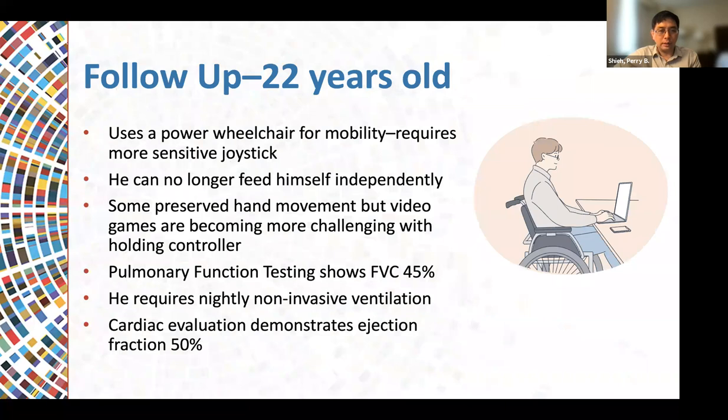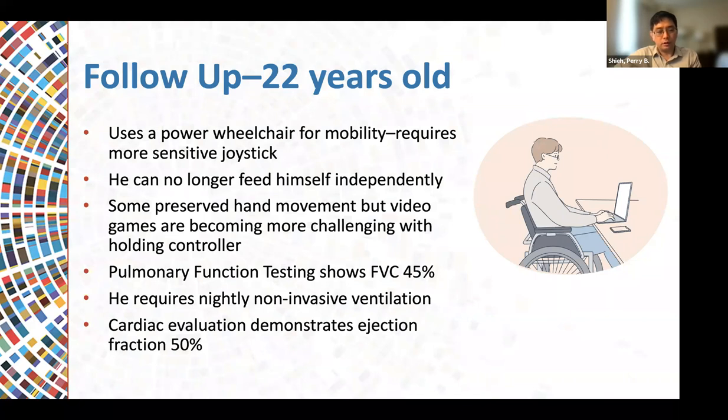So now we fast forward to 22 years of age. He now uses a power wheelchair for mobility, and he's able to move his hands and his fingers to some extent, but he now requires a more sensitive joystick to be able to move the power wheelchair around. He can no longer feed himself because he can't get his hands up to his face. So somebody has to feed him. So he does have some preserved hand movement, but video games, which is his main source of passing time, have become more challenging because he's having difficulty with the controller.